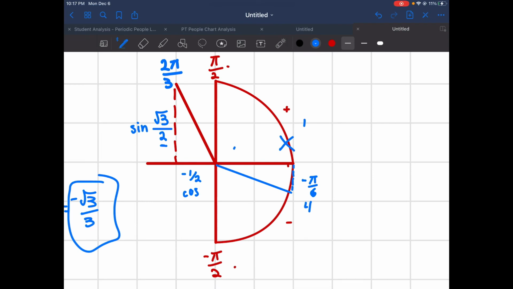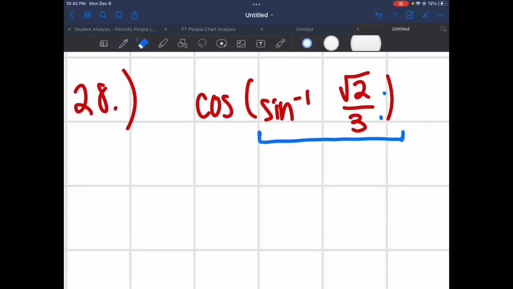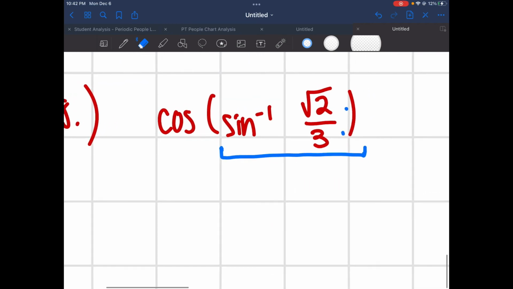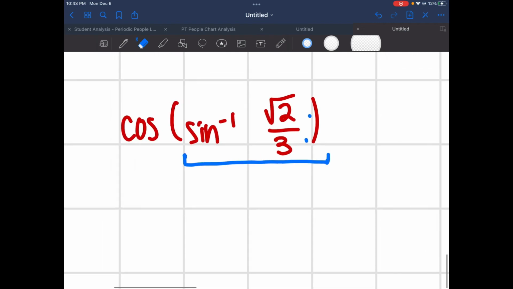The problem we're going to be solving is number 28, cosine arcsine root 2 over 3. So we're going to approach this by thinking of this as a triangle and then drawing it out. We can find out what two of these sides of the triangle are by using SOHCAHTOA to remember that sine is opposite over hypotenuse. So the root 2 is going to be the opposite, or y value, and the bottom is going to be the hypotenuse, or the r value.